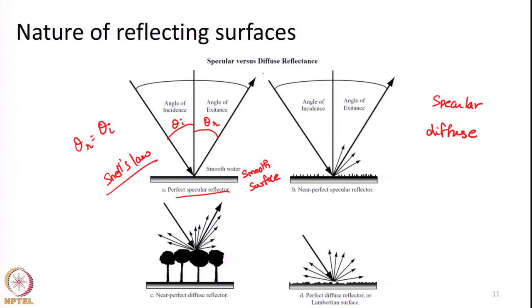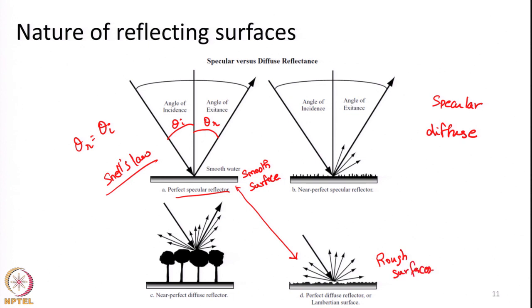The fraction may be different, but the angle will be preserved. That is, what fraction of energy is reflected, that is the reflectance, may vary, but the angle will always be preserved in smooth surfaces or specular reflectors. Then the other extreme end of the spectrum is diffuse reflectors. Diffuse reflectors are essentially rough surfaces.